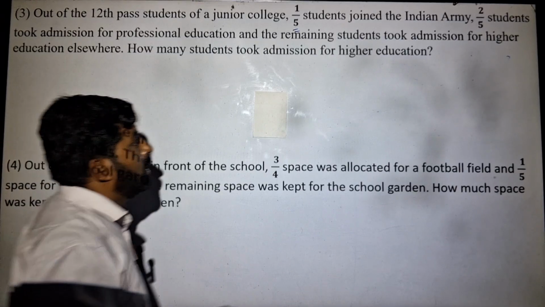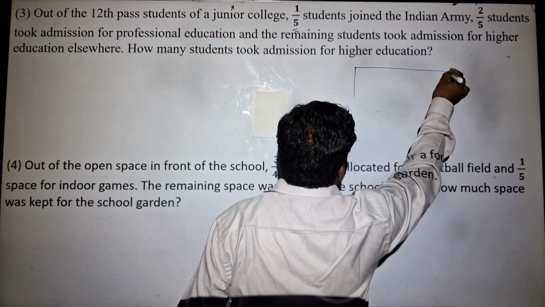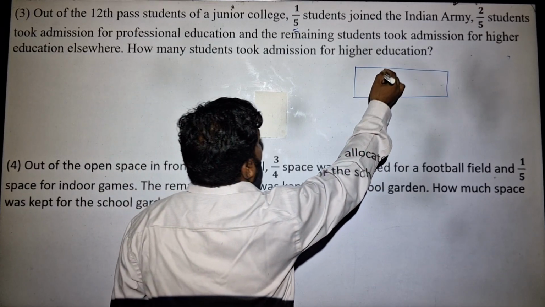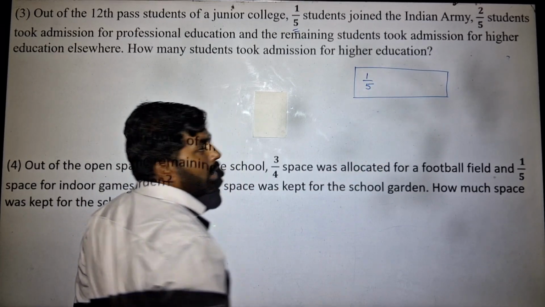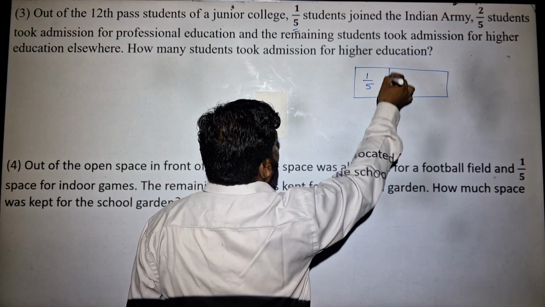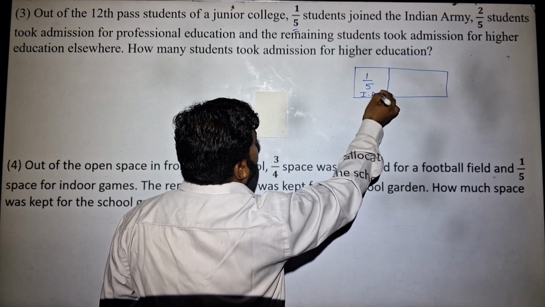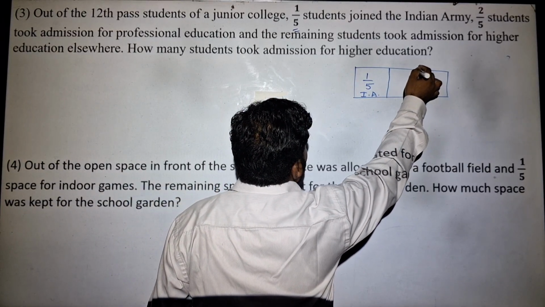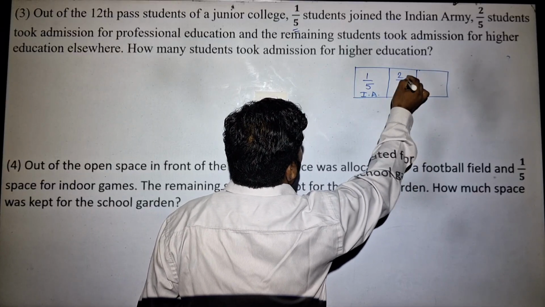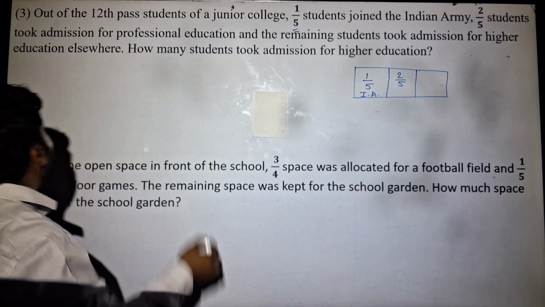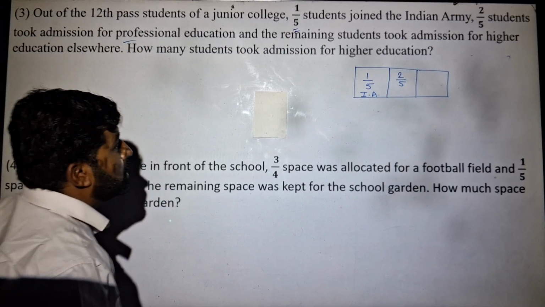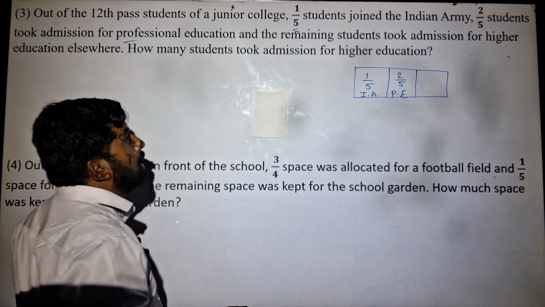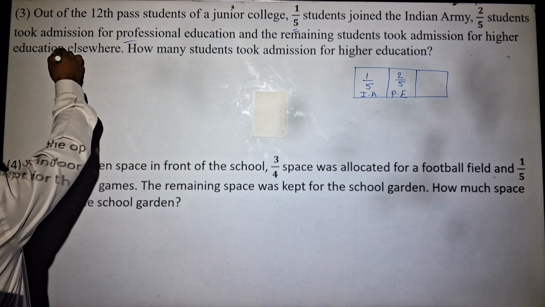Now, suppose the whole part represents the total students. If 1 by 5th part is the number of students who joined the Indian Army, next, 2 by 5th students took admission for professional education, and the remaining students took admission for higher education.